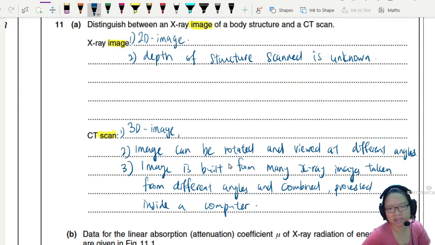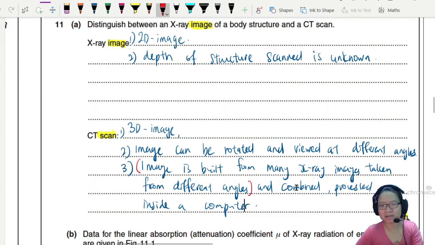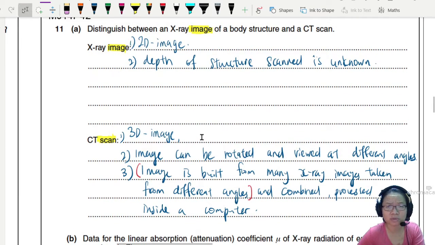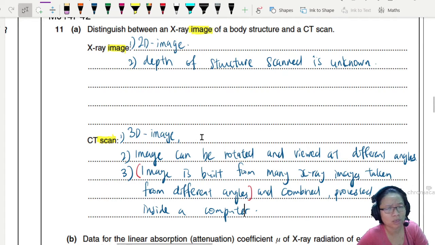This is now just me flexing, okay? So the actual point that you need to write is image is built from many X-ray images taken from different angles. Okay? But since we're here, these images will be combined, processed inside a computer. So this is a slightly different question. Please make sure you answer the question and read properly, because in physics, we don't really emphasize these skills because sometimes it's very straightforward what they want from you. But especially in this kind of application chapters, you have to see what they want.